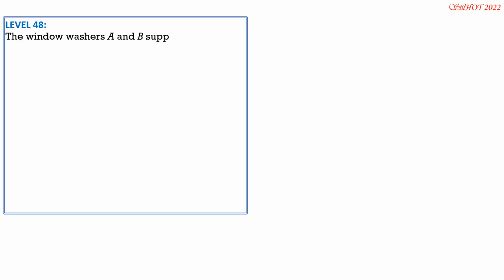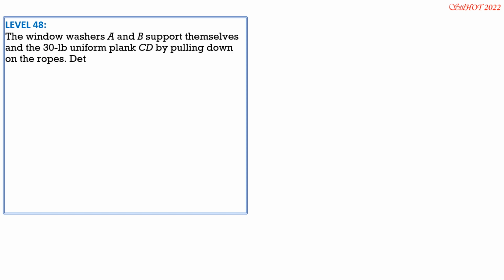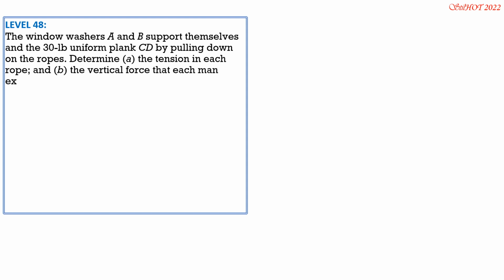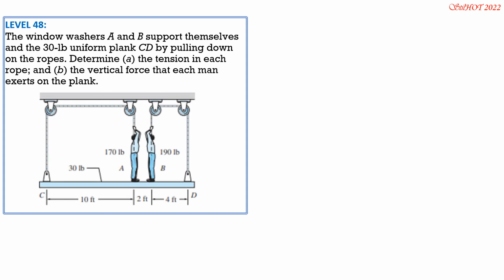The window washers A and B support themselves and the 30-pound uniform plank CD by pulling down on the ropes. Determine A, the tension in each rope, and B, the vertical force that each man exerts on the plank. So here is the given figure. Let us say the washer A exerts tension T_A. That's the weight of the plank, 30 pounds. The length of the plank is 16 feet, so from either end 8 feet. So therefore this is just 2 feet to make it 8 feet from D.